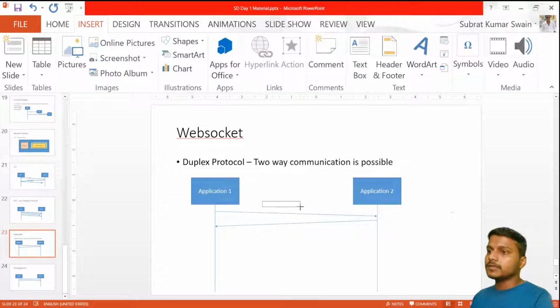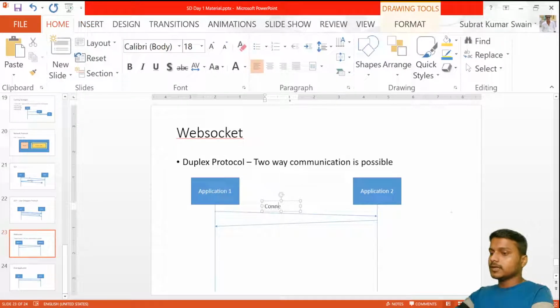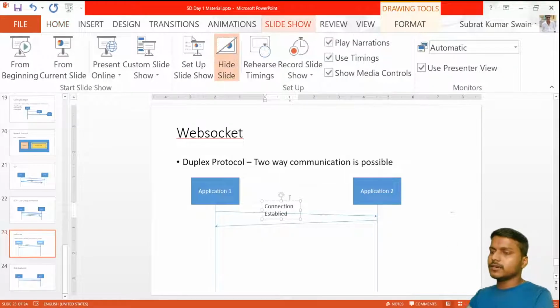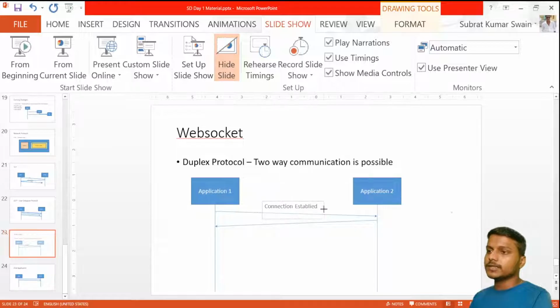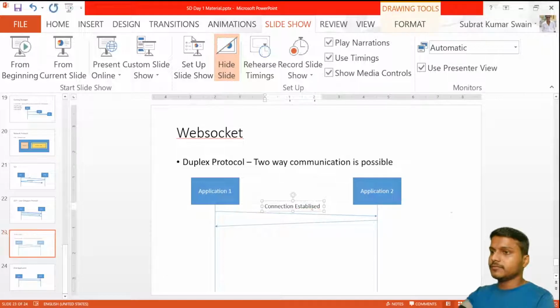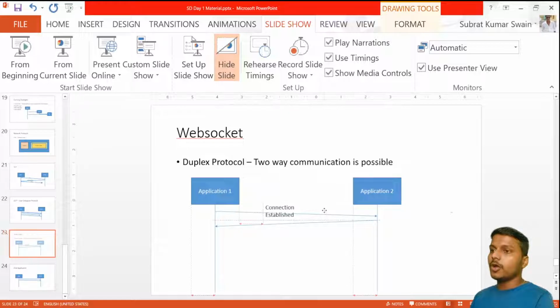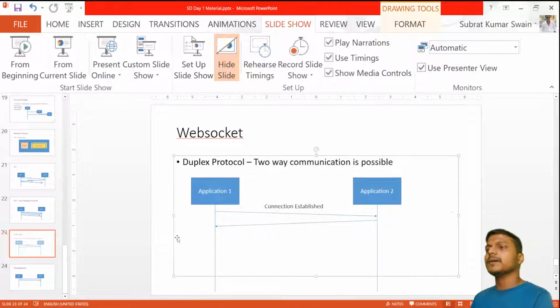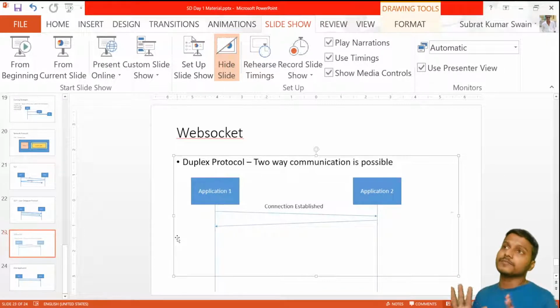the connection is established. Once the connection is established, obviously it will get an acknowledgement that yes, the connection is established. Then it would be a long-term connection. Your connection will not be closed. Maybe there will be some time limit, maybe 5 minutes or 1 minute, I'm not very sure about that. However they have implemented it, the connection will be open.